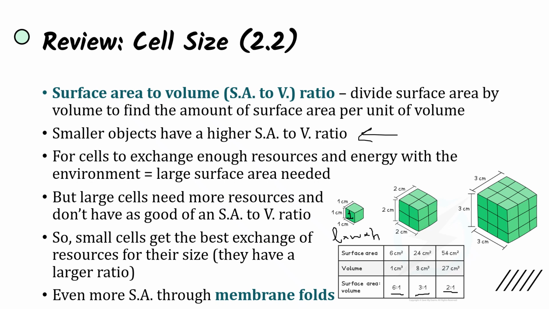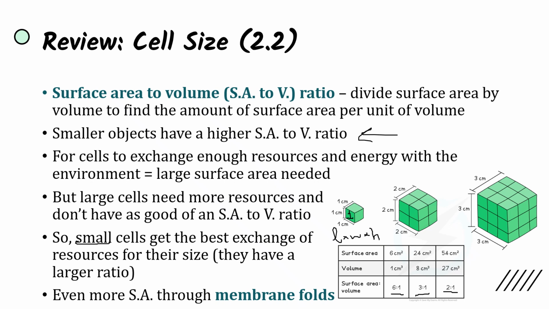But large cells need more resources and don't have as good of a surface area to volume ratio, because they're going to have a larger volume, so they need to be supported by more resources, and they're not going to have as good of a ratio for the surface area to volume. So small cells get the best exchange for resources for their size. They have a large ratio and they're not that large, so they don't need as many resources. The smaller the cell, the better the surface area to volume ratio.